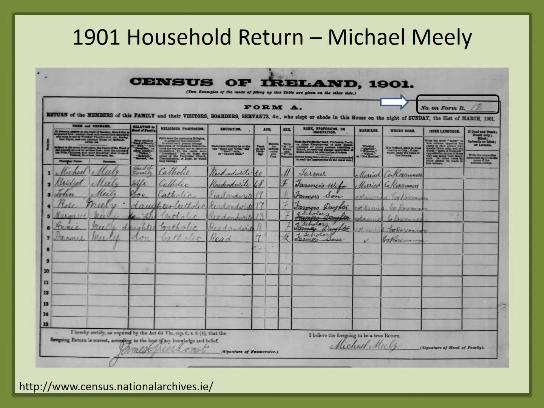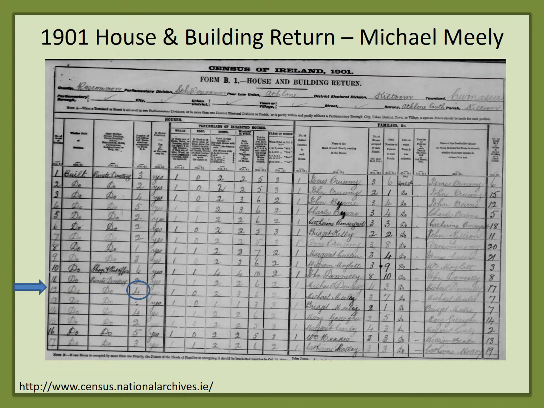Next, let's look at the house and building return. This document records detailed structural information on each house and the number of outbuildings in order to establish what class of structure each is for tax purposes. Occupant information is also recorded. For Michael Meely's property on line 12, there were 4 outbuildings. See the 4th column from the left.